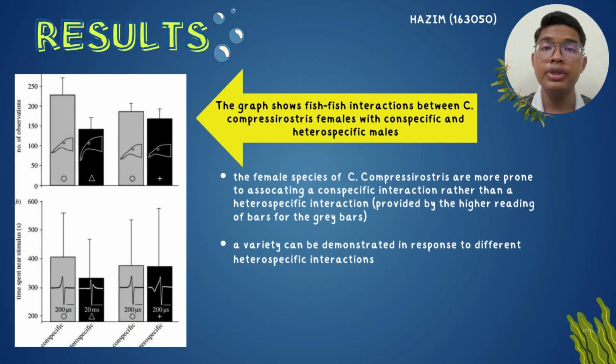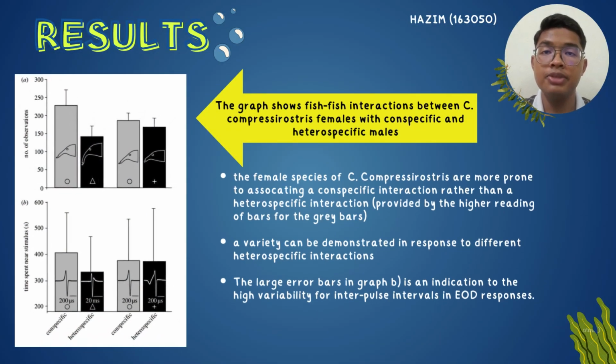The graph here shows two different relations, which are fish-fish interactions between female electric fishes with conspecific and heterospecific males. The gray-colored bars represent conspecific males, while black-colored bars represent heterospecific males. It is shown that according to both fish interactions and EOD playbacks, the female fish are more prone to associating with a conspecific rather than a heterospecific. On some occasions, variety can be demonstrated in response to different heterospecific interactions. The large error bars in graph B are an indication of the high variability for interpulse intervals in EOD responses.